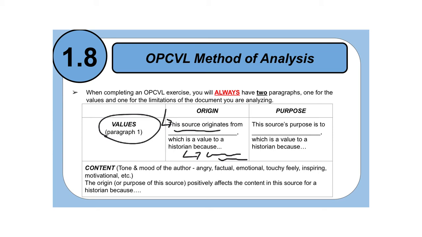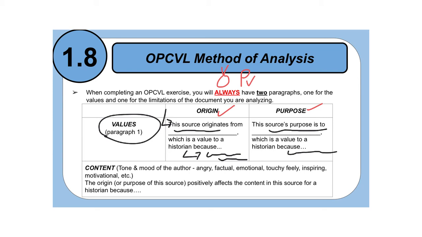Explain more about that. Then you could go on to the next thing and say, and this source's purpose was to, and so on, which is also valuable to a historian because it did so. If you can see here, in just these 2 things so far, in 1 paragraph, you have given me the origin of this document. You have given me the purpose of this document. You have also given me a value of the origin, and a value of the purpose. And so you're already mostly there.